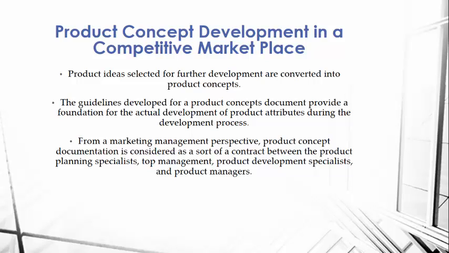Other firms, especially small high technology and manufacturing firms, consider a product concept as something that is, from a technological perspective, clearly defined to the point where it could be sold, because it might have potential commercial value. In this context, a product concept consists of a set of clearly defined product attributes that can be easily understood by scientists or marketing managers. The guidelines developed for a product concept document provide a foundation for the actual development of product attributes during the development process. From a marketing management point of view, each product can be described as having three sets of attributes.